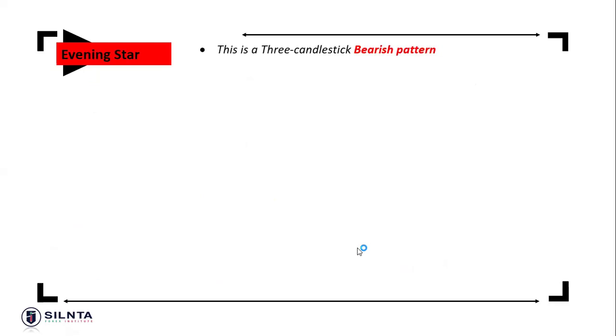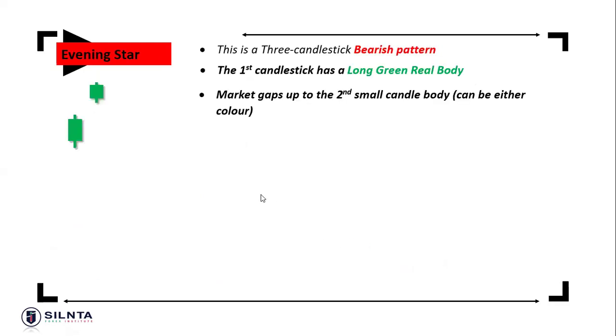This is a three candlestick bearish pattern. The first candlestick has a long green real body. That is the evening star. The market gaps up to the second. Let me explain what a gap is. A gap is usually a jump. See, this candle opened here, and then it closed there. So the next candle is supposed to open here, but instead it jumped to open there. So this space that we have here is what is known as a gap.